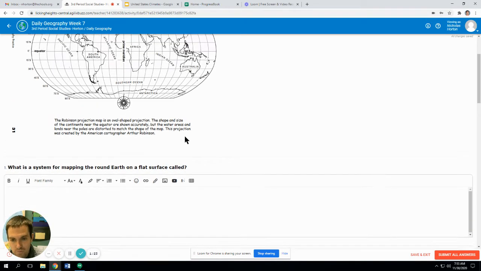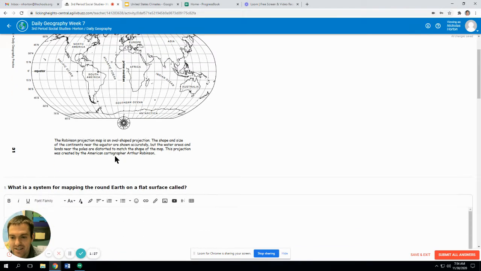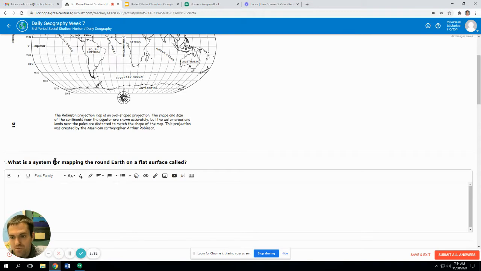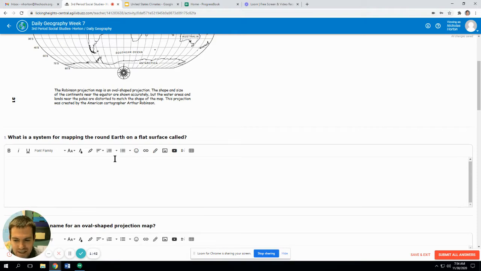Okay, so number 1 says, what is a system for mapping the round Earth on a flat surface called? For this one, I will give you the answer. This is called a projection map. A projection map is a system used for mapping the round Earth on a flat surface. With a flat surface, we're talking about a map instead of a globe. So that will be your answer for number 1, and that's the only answer I'm going to give you.